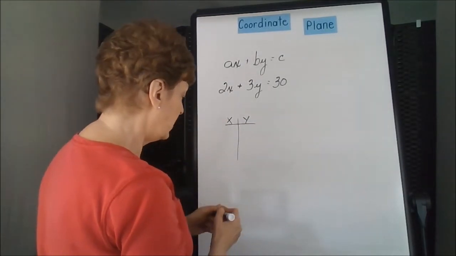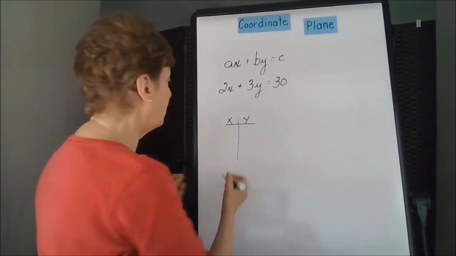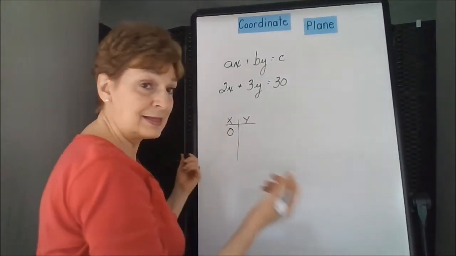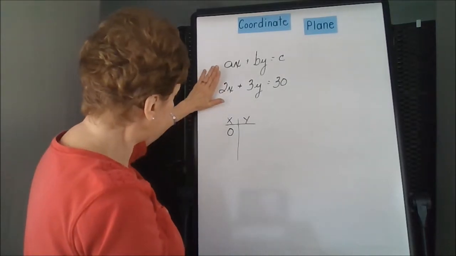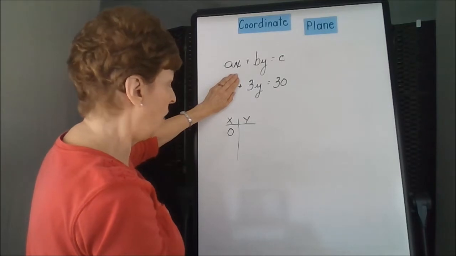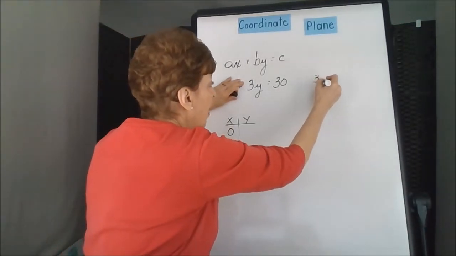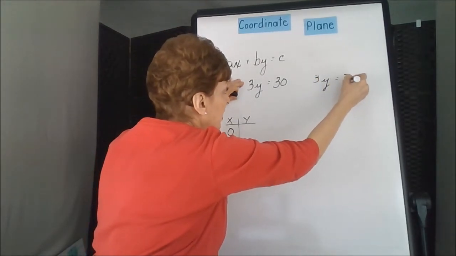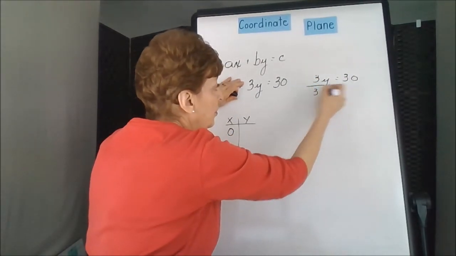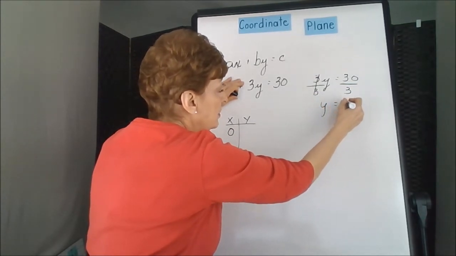If we choose a value for x to be 0, the math is quite easy because this part of it is completely gone. Now we have 3y equals 30. So 3y is equal to 30 is pretty easy to do. In fact, you probably could do it in your head. Y is equal to 10.